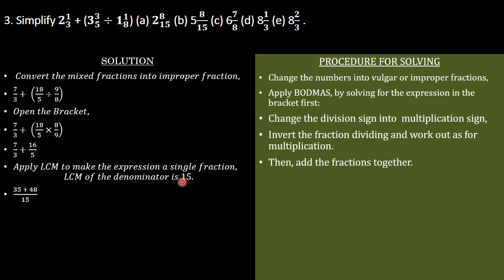15 divided by 3 multiplied by 7, we have 35. 15 divided by 5 multiplied by 16, we have 48 over 15. When you add it together, you have 83 over 15. Then convert to mixed fraction, because our options are in the form of mixed fractions. So we need to convert this improper fraction to a mixed fraction. We now have 5 whole number 8 over 15.